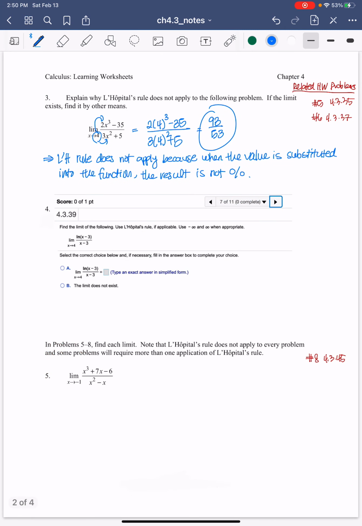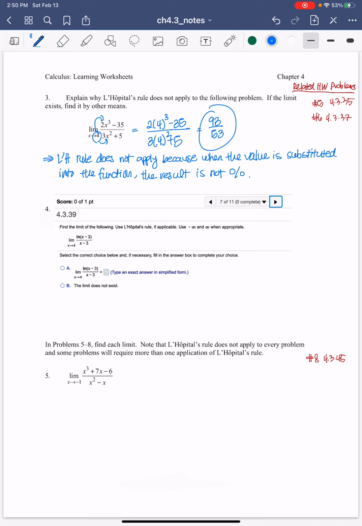Okay. Number four is actually coming directly from your homework problem. This is your number 7 on the homework. I also include this one so that you guys can follow these notes to try number 7 as well. I tried to pick a couple problems from homework too. So here, find the limit of the following. Use L'Hopital's rule if applicable. Which means if you have an indeterminate form, we'll use L'Hopital's rule. So let's try this one.